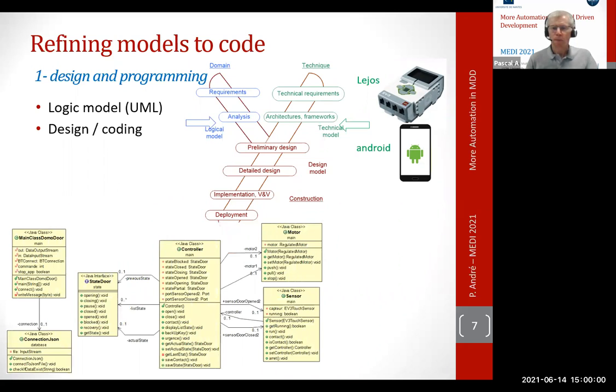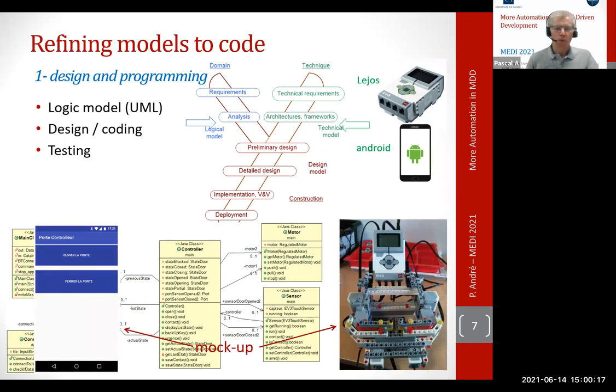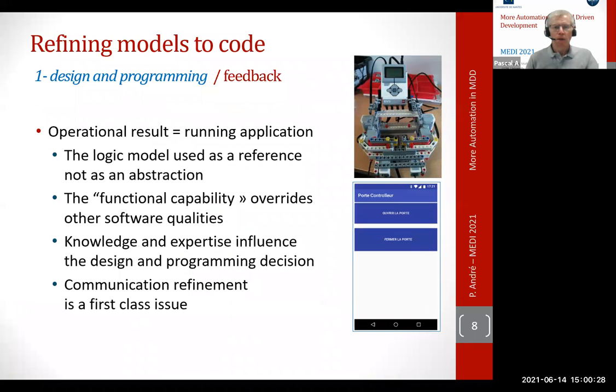During the manual development, we have to design the solution and gradually immerse the analysis model into the technical platform in the spirit of the Y development cycle. The students implemented programs and a mock-up to test it. So you can see here the Lego prototype and here the Android application. The operation result was a running application, but the logic model was rather a reference instead of an abstraction. The functional capability overrides software qualities for students. It means the program should work.